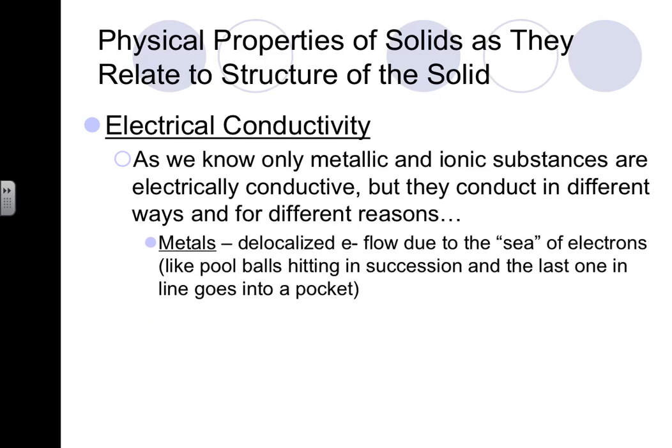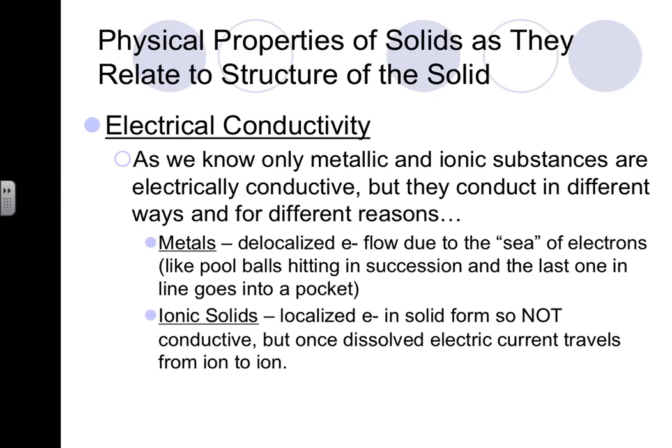So metals, why do metals conduct electricity? Well, this is something we've talked about, so I don't think it should be a real tricky part here, but they have this delocalized sea of bonding electrons. In my parentheses, it's like pool balls hitting in succession, and the last one finally goes in the pocket. So we can conduct electricity all along and pop electrons off the end.